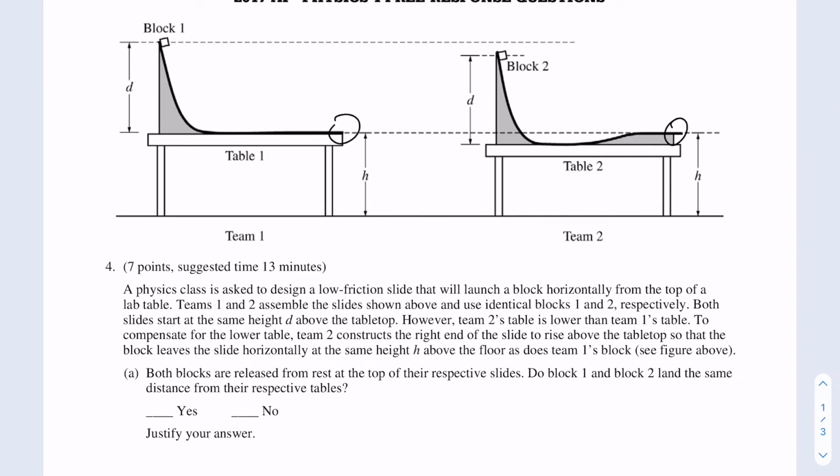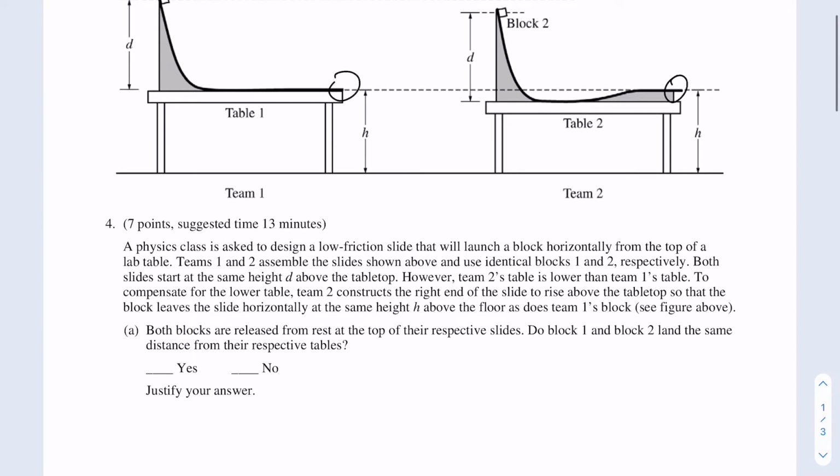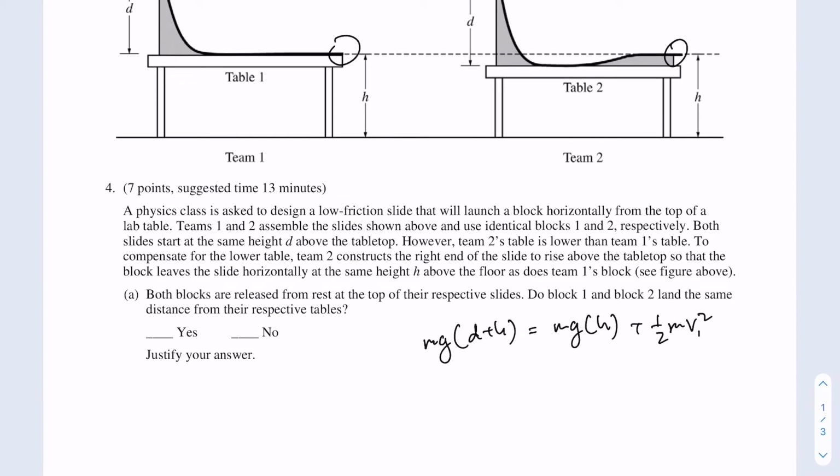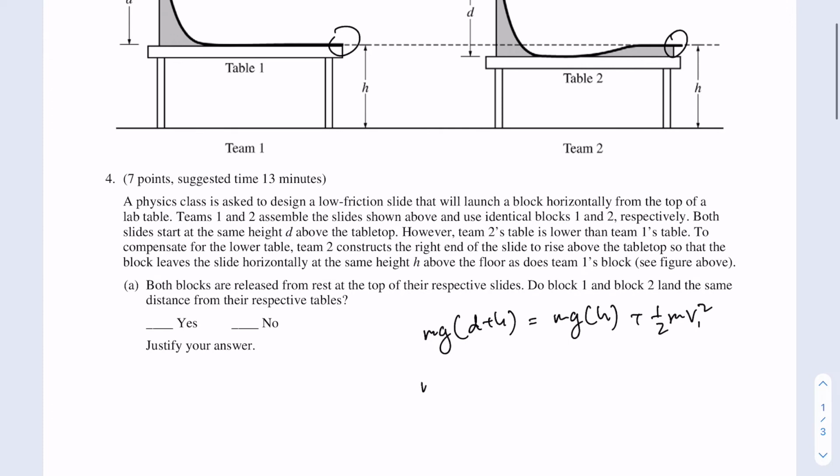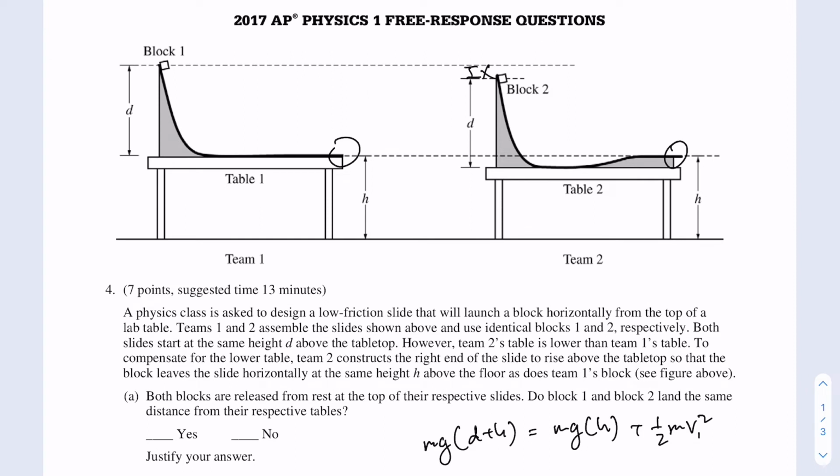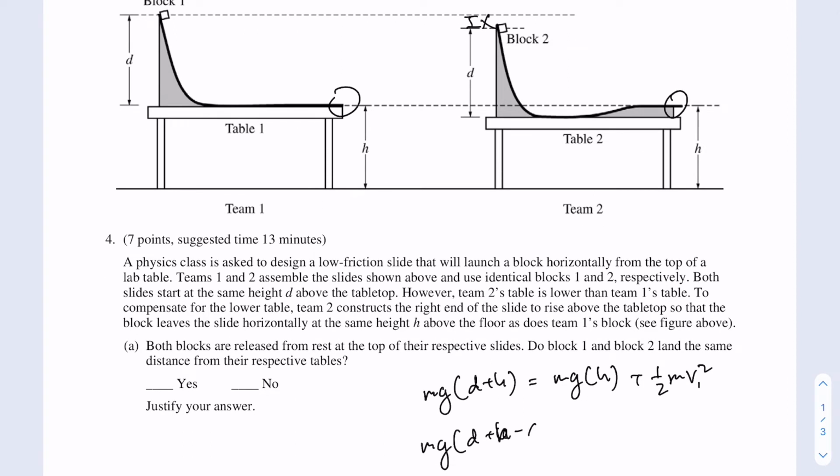If we write it out for block 1, it'll look something like mg times (d plus h) is going to be equal to mg times h, which is the final potential energy, plus all the kinetic energy that was converted on the block's way down. So this will be velocity 1. And now for the second block, we start at a height, mg times (d plus h minus x). We'll call this area right here x. Oh, this is h, sorry, minus x. And the ending is very similar, so we'll fill that in.